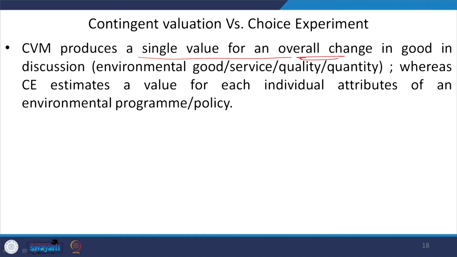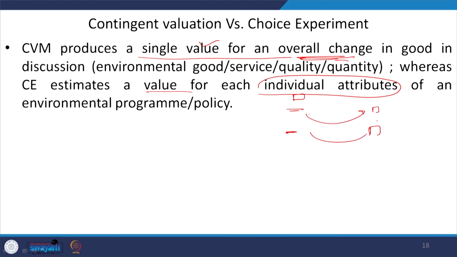Whereas, if you are talking about choice experiment, then it is estimating the value for each individual attribute. So, it is not just a single value for the overall changes; rather, we are subdividing it: if the first attribute of this particular good changes, what is the welfare change? If the second attribute changes, what is the welfare change, and likewise. That means we can estimate the value for each of these individual attributes of that particular environmental good or service that is under consideration of public policy.